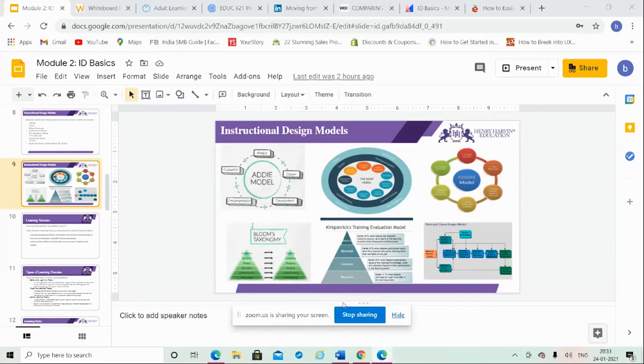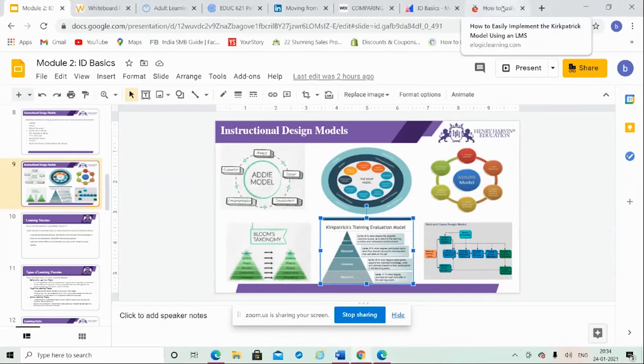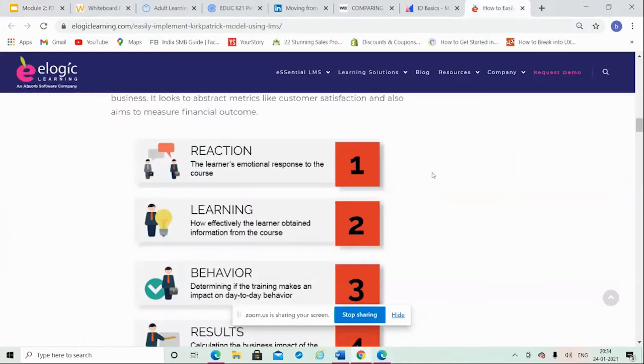Okay, it is about how to evaluate your training. And I think Chetan yesterday mentioned that he uses Kirkpatrick's training evaluation model. Right, Chetan? Yes, yes. Right. So this is something which is practically used, and it's simple to understand, and people are using it. So what is it in Kirkpatrick's evaluation model?